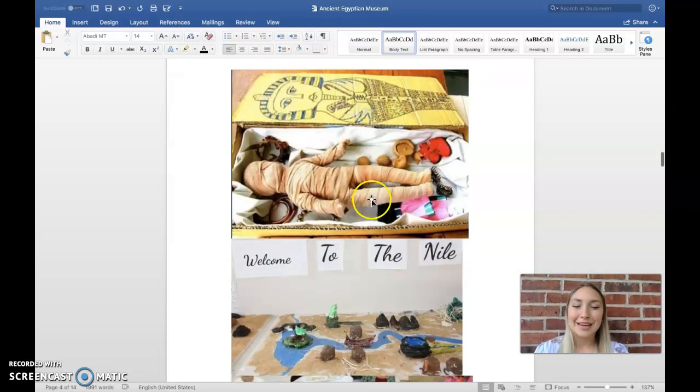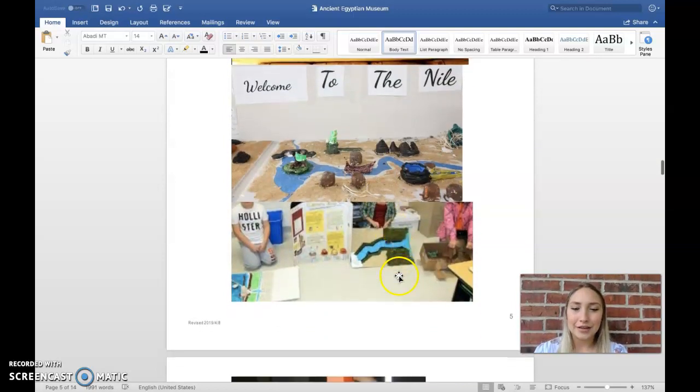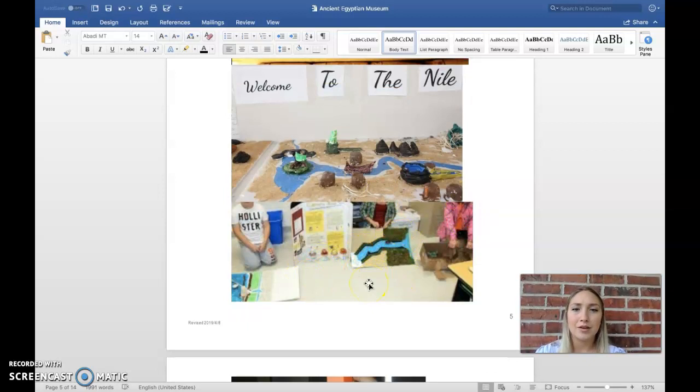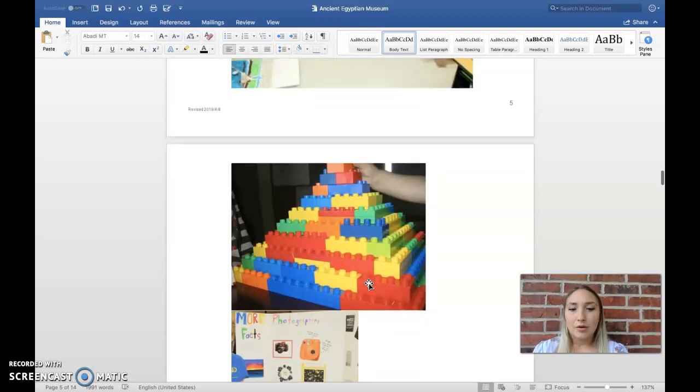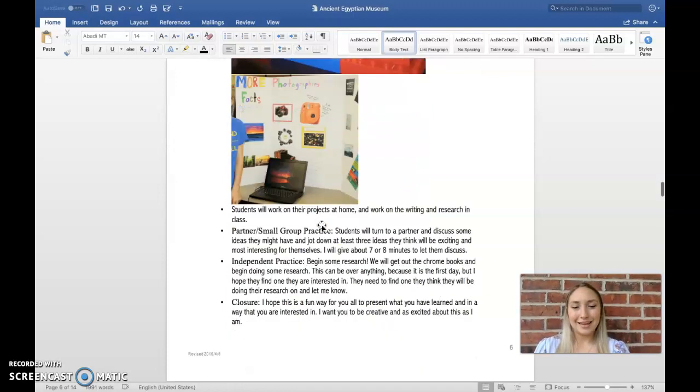And then here's the mummy. That's funny. And then the Nile River, and then here's just examples of poster boards because they can really just go all out. Here's a pyramid made out of Legos. See, they can use anything.